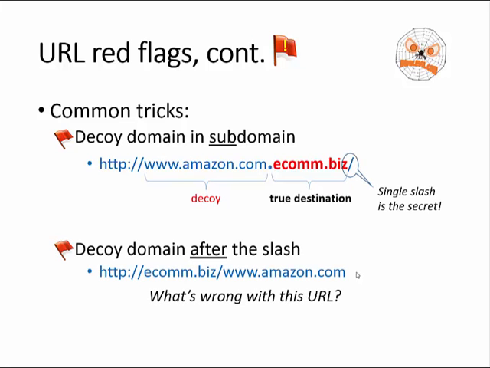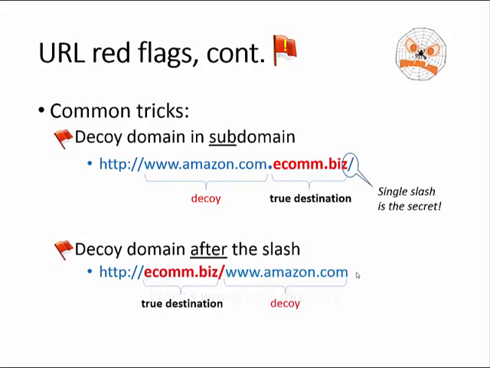That same trick can be used in reverse. They put the decoy domain after the slash. So what's wrong with this URL? Well, as you can see, if you look for that first single slash, what's before the first single slash is your true destination. Things that come after that first single slash are parts of the URL, but in this case, it's a decoy.